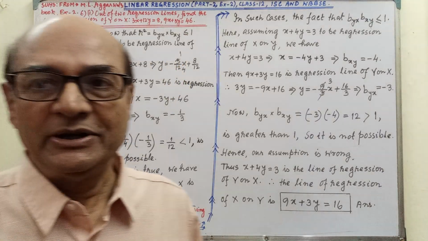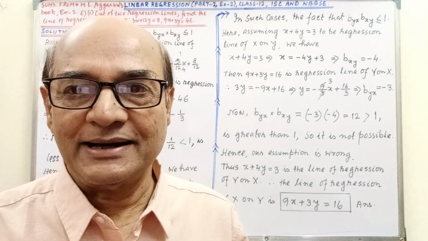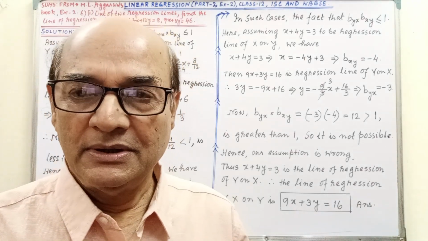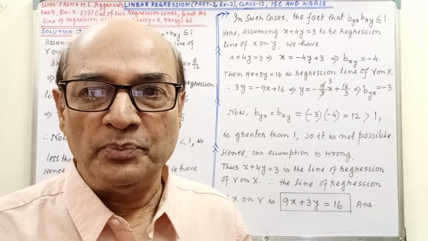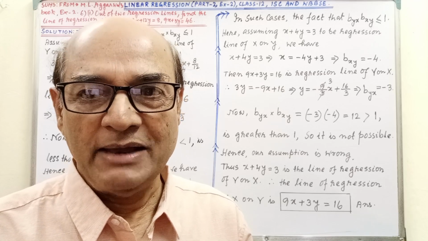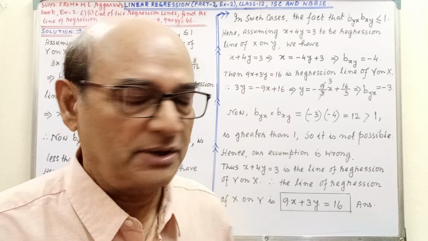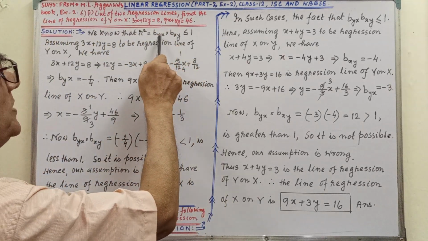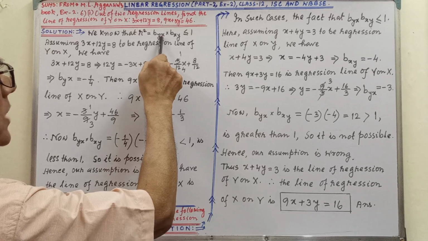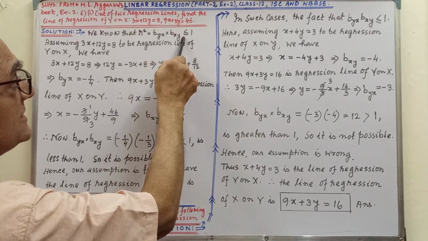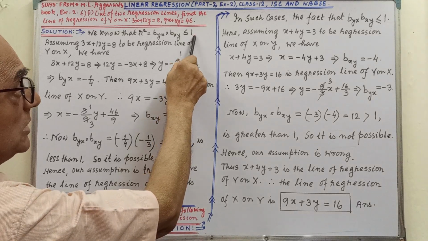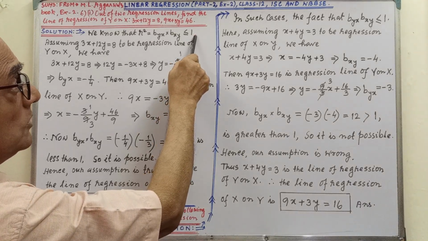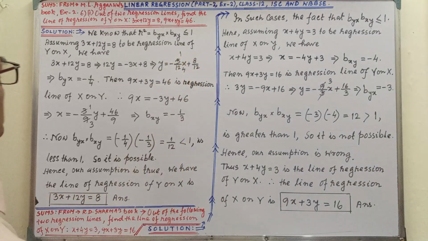In case of perpendicular lines, what you have learned in class 10 and 11, the condition of perpendicularity is that the product of the slopes equals -1, that is m1 into m2 equal to -1. Here, the product of the regression coefficients byx and bxy is less than or equal to 1, not more than 1. This is the condition.